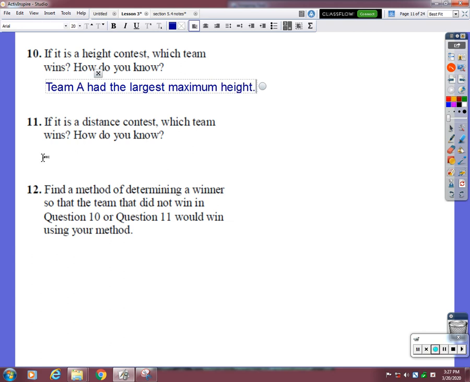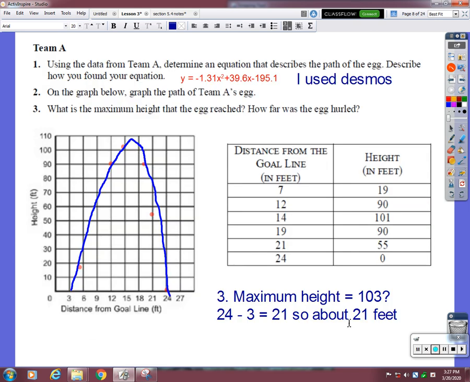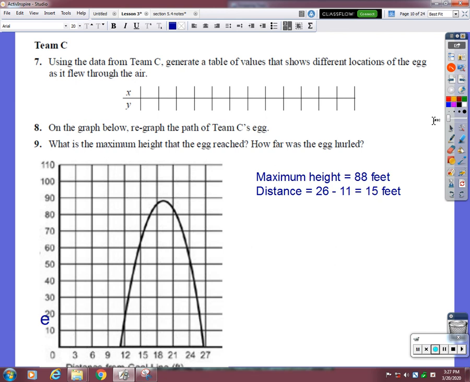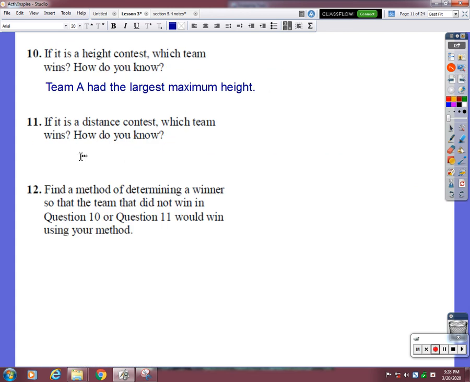Okay, if it's a distance contest, who wins? So back here to Team A, they went about 21 feet horizontally. These guys, very close, went about 20 feet. And these guys went about 15 feet. So let's give the distance to Team B just to spread the love a little bit. So if it was a distance contest, I would say Team B, but it was close.